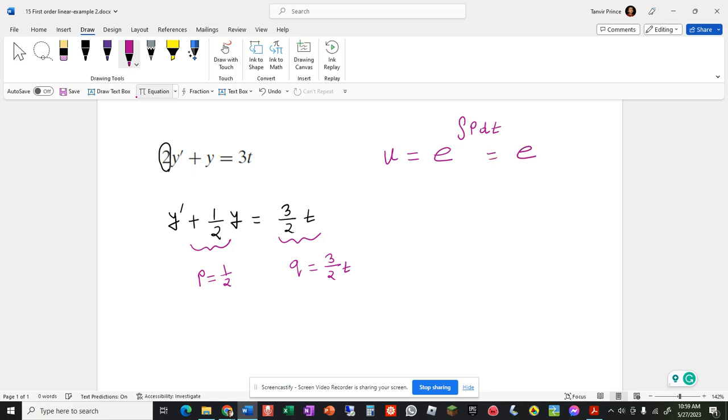So it's e to the power integral of 1 half dt, which is e to the power half t. The integral of half is half t. And do not add any plus c. At this point, your c is 0 because you're looking for one particular function u. So we will choose c to be 0. So that's my integrating factor u.